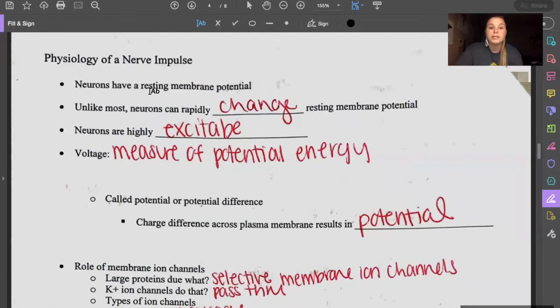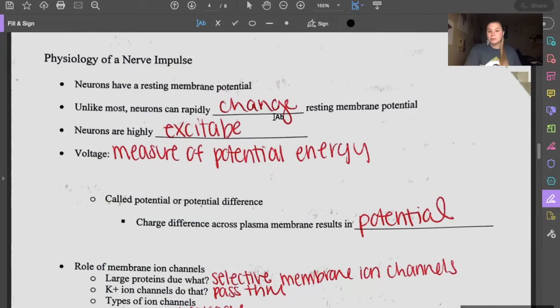So neurons have a resting membrane potential, just like muscle fibers. Remember, we said that negative 70 millivolts. Unlike most, neurons can rapidly change resting membrane potential, right? Remember, we talked about how that happens with ion movement across the membrane. We'll look at that soon. That ion movement allows that resting membrane potential to change, okay? Remember, everything about anatomy and our bodies is about homeostatic balances, so we want to make sure that we're in the right area, and so if we're changing something, something is going to happen, okay?